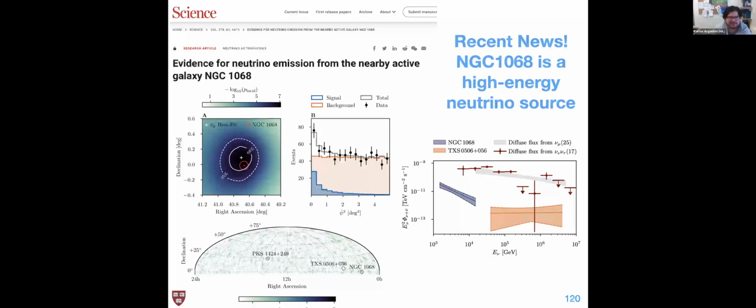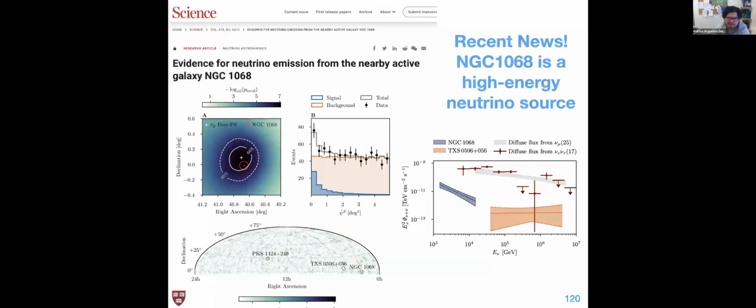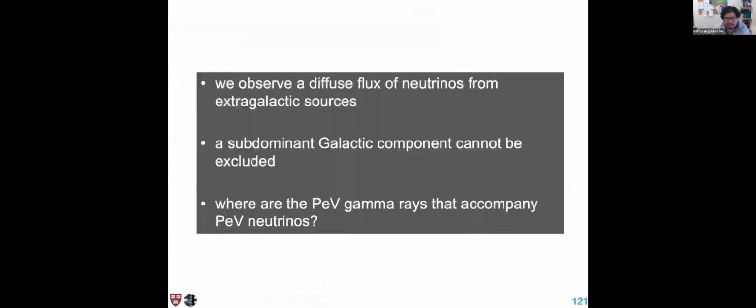And what you can see here is the data as a function of the angle from the source. And you can see a clear excess of events in the direction of NGC 1068. Okay. So we have observed neutrinos from a static source, which is NGC 1068. I will show you later that we also see a galactic component. And we can then talk about the connection between gamma rays and neutrinos.